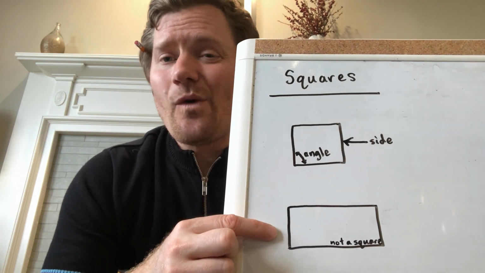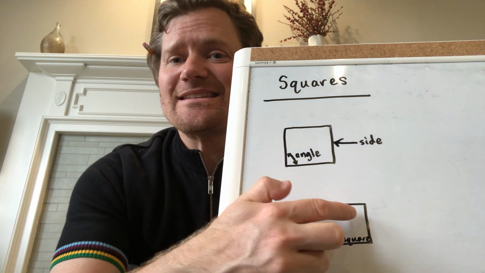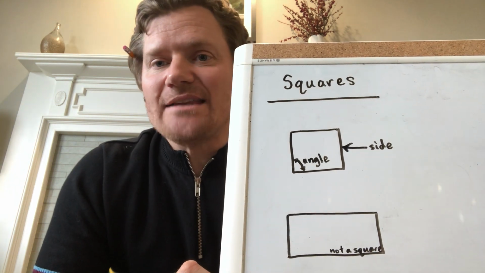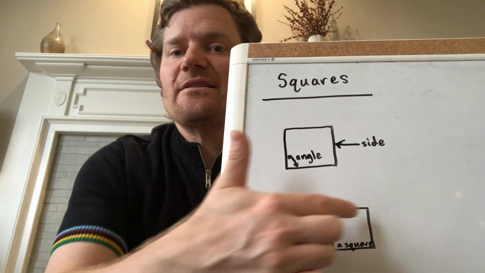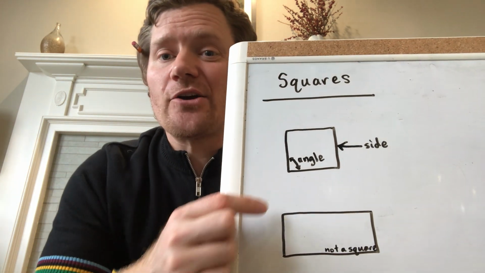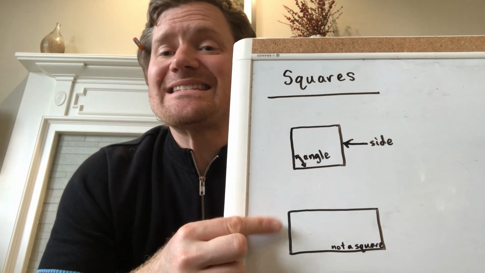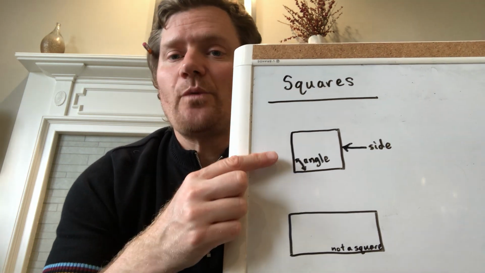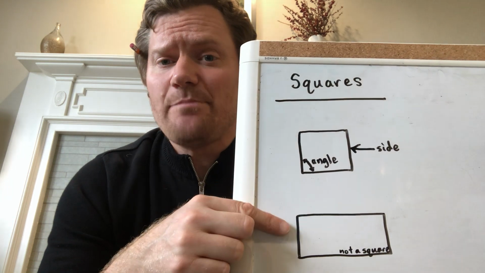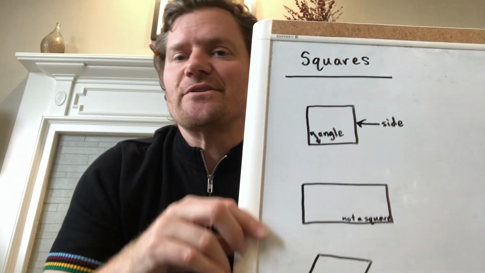Now, if we take a look at other shapes that have four sides, we can see that this one, while every angle is the same, you can see that the sides are not all equal, which means the ones on the top and the bottom are longer than the ones on the side. This is not a square. In fact, this is a rectangle. And a square, believe it or not, is a special type of rectangle, but that's another story.